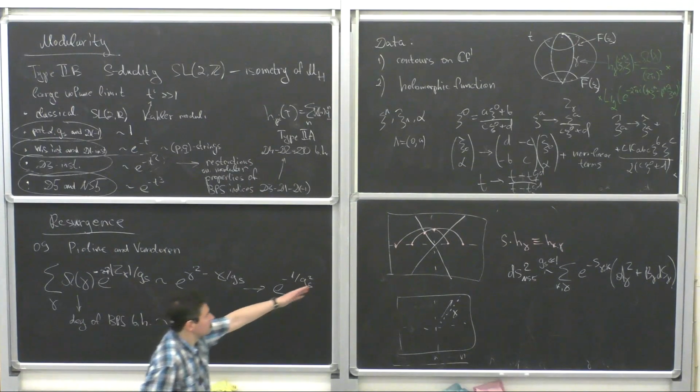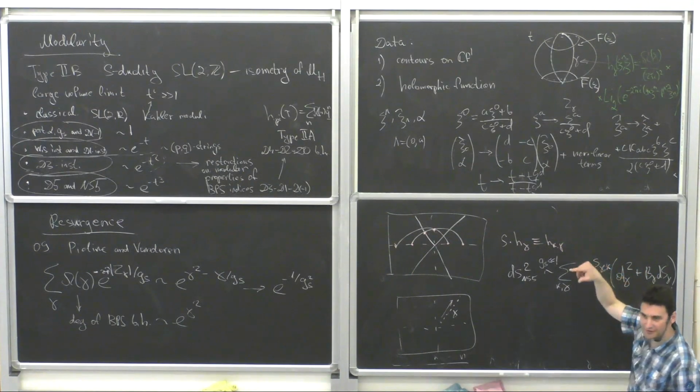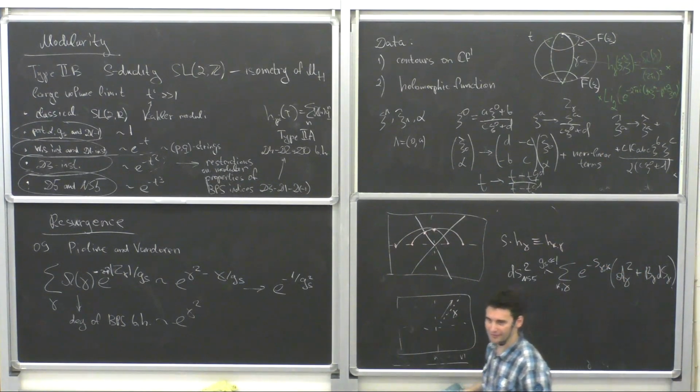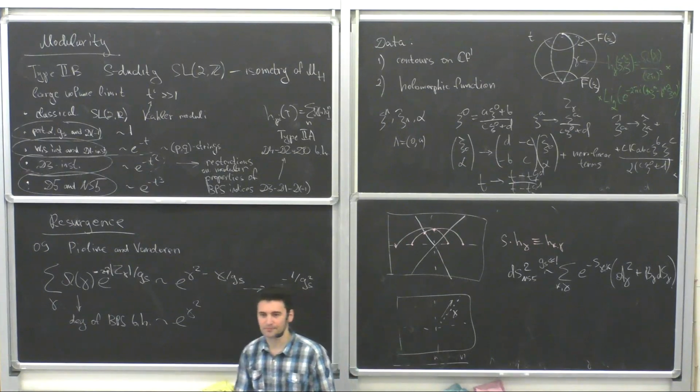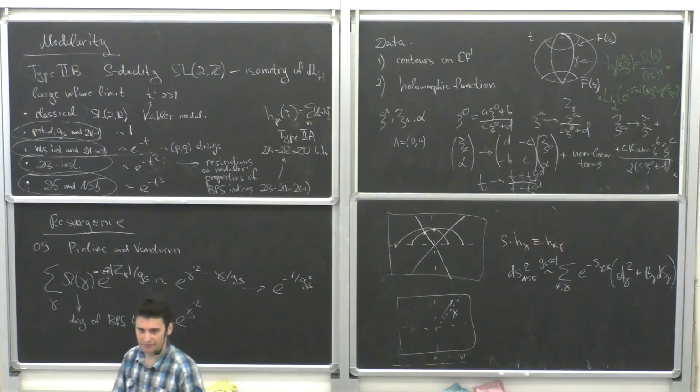Yeah, this is not really a correction. It already appears at the classical level, because the action is by ABCD of SL(2,Z). So yeah, the action is completely classical. It's not corrected.